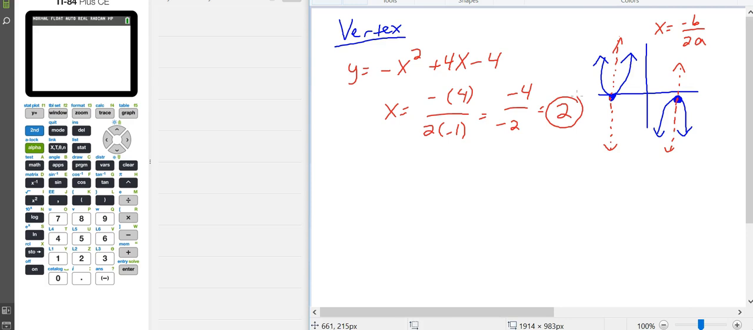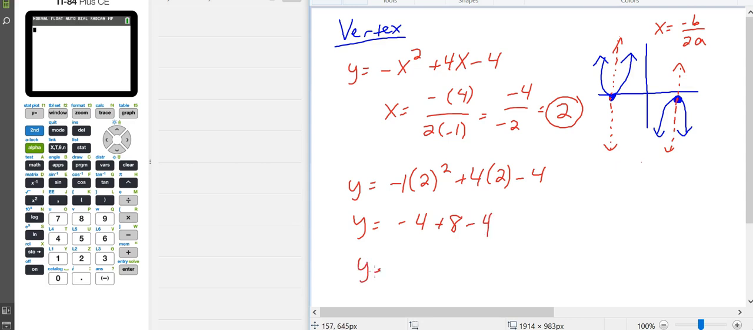We're going to plug in x is equal to 2 into the original equation to solve for y. So y is equal to negative 2 squared plus 4 times 2 minus 4. 2 squared is 4, and then we have to multiply by this negative 1. So we have negative 4 plus 4 times 2 is 8, minus 4.